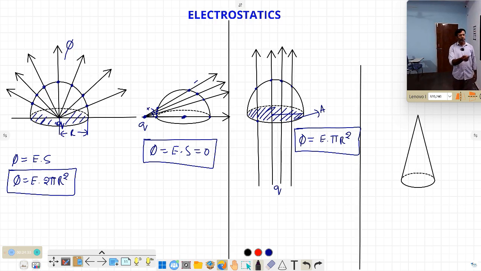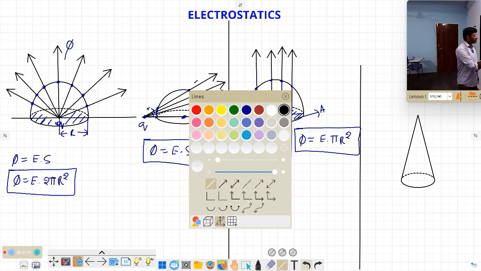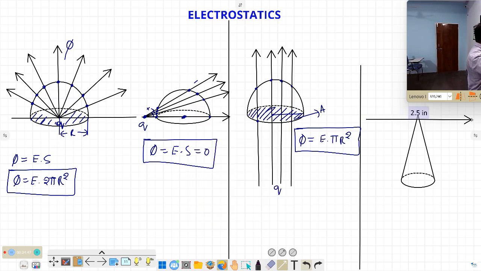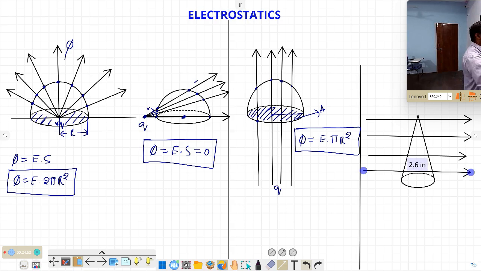Now for the next one, I have taken a cone structure, like an ice cream cone. If the electric lines are passing through the cone structure, what is the flux enclosed through the cone? This is the way the electric lines are passing. If the electric lines pass like this through the cone, what is the flux enclosed? To calculate it, phi is equal to, basing on the diagram, this is the base of the cone and this is the height of the cone. As per the geometry, we can say.